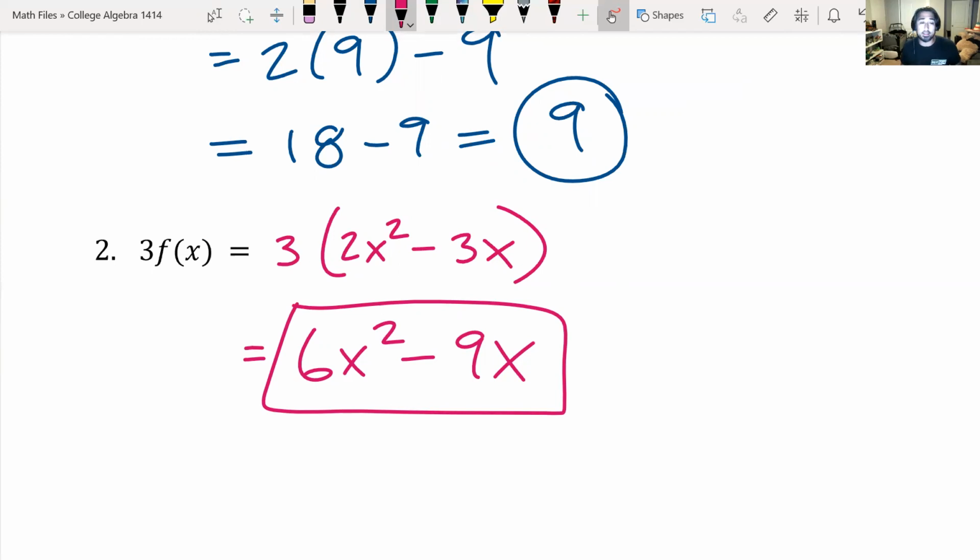Remember, substitute, simplify. That's it. The word missing here is solve. We are not solving anything. We are just evaluating, substituting, simplifying.